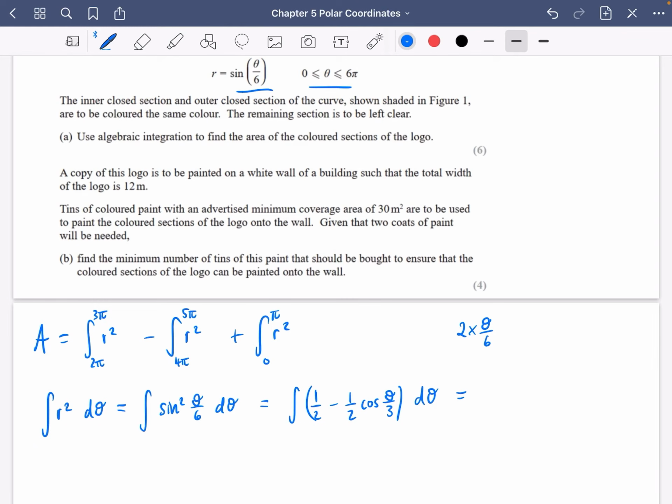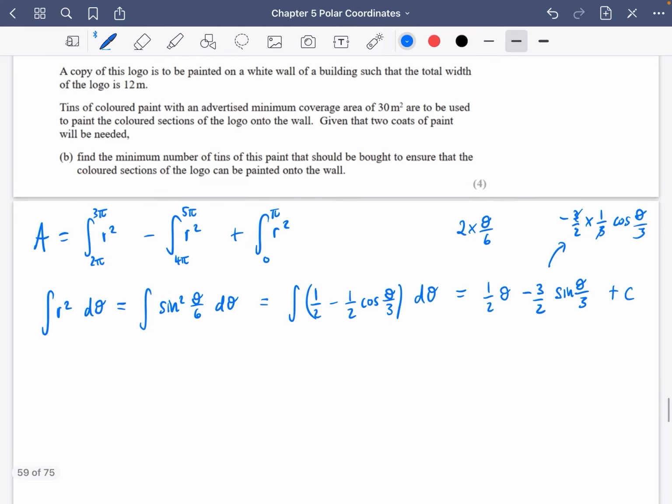So when I integrate this, I would have a half theta. Now it's going to be sine of theta over 3. And because it's over 3, when I divide by a third, I'm going to be multiplying it by 3. So I'm going to have minus 3 over 2 sine theta over 3 plus c. And you can just check if this bit here differentiates right. You'd have your minus 3 over 2, you'd multiply it by the third, and it would go to cos of theta over 3, and you would get the minus a half cos theta over 3.